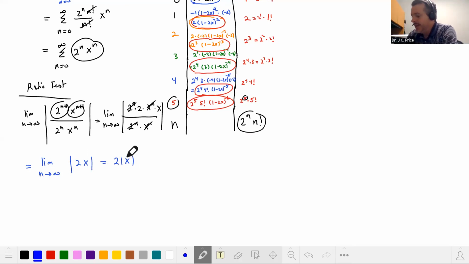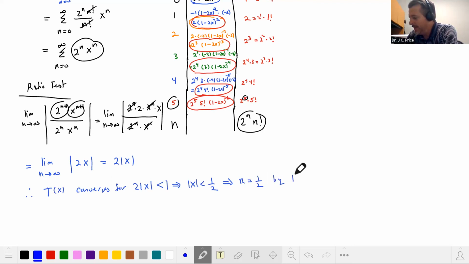All right. And so therefore, what do we know? So therefore, T of x converges for 2 times the absolute value of x less than 1, which implies the absolute value of x is less than 1/2. So just divide both sides by 2, which implies your R is equal to 1/2 by the ratio test.